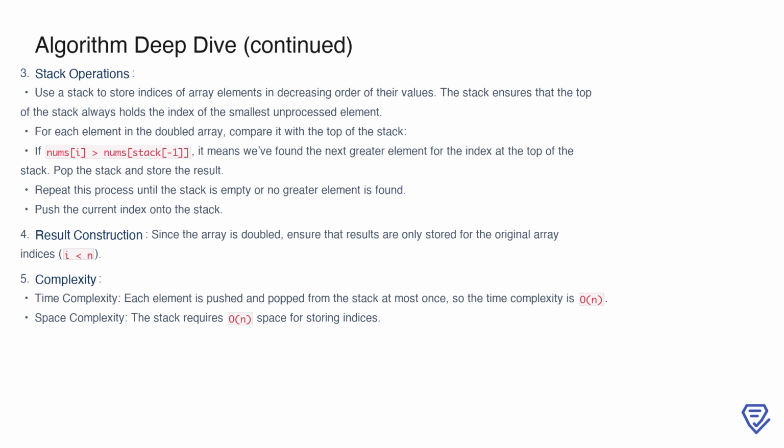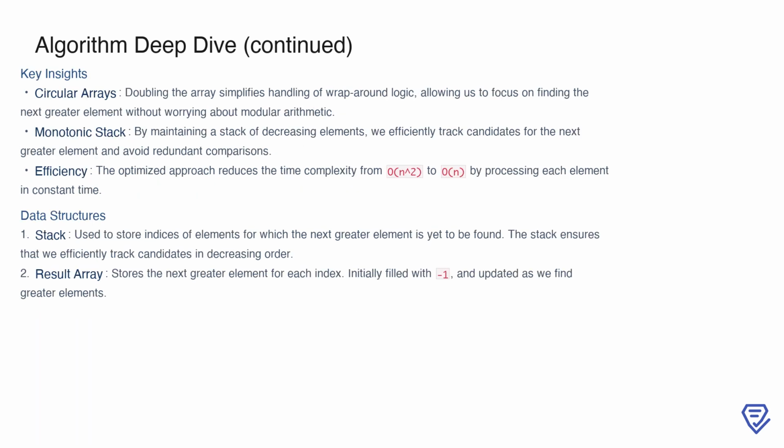The efficiency of this approach comes from the fact that each element is pushed and popped from the stack at most once, leading to a time complexity of O(n). The space complexity is also O(n) due to the stack. This approach highlights several key insights. First, by doubling the array, we simplify the handling of its circular nature. We avoid the need for modular arithmetic while ensuring we process every possible pairing of elements.